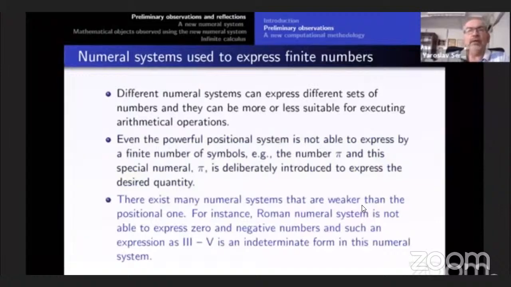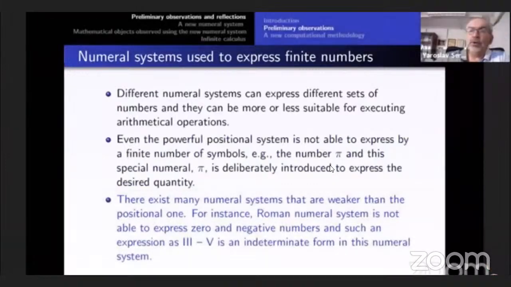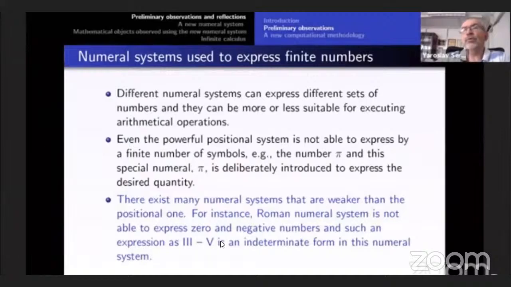And there exist numeral systems that are weaker than the positional one. For example, the Roman numeral system is not able to express zero and negative numbers. And such an expression, for example 3 minus 5, is an indeterminate form in this numeral system. So Romans were not able to say a word about zero and negative numbers and to create mathematical knowledge, including this concept and these numerals. So numeral systems limit our possibilities not only to compute, but also to produce theoretical knowledge.